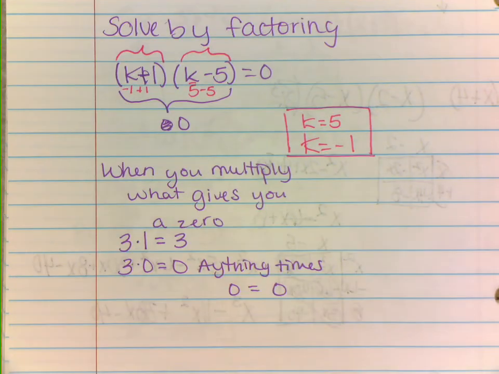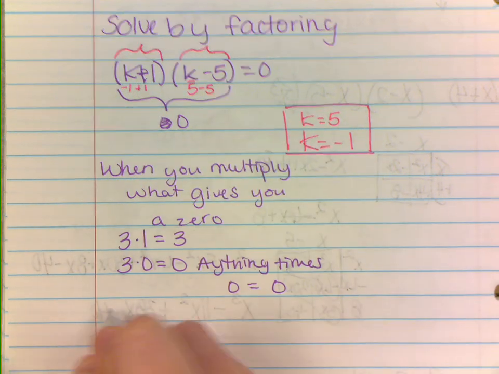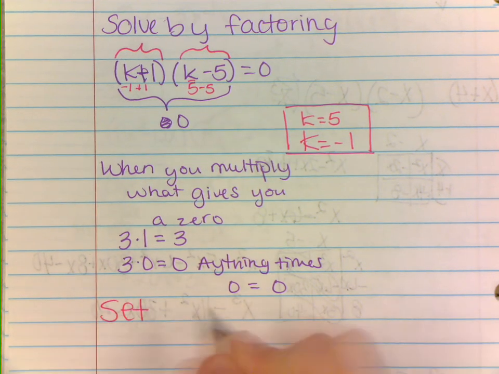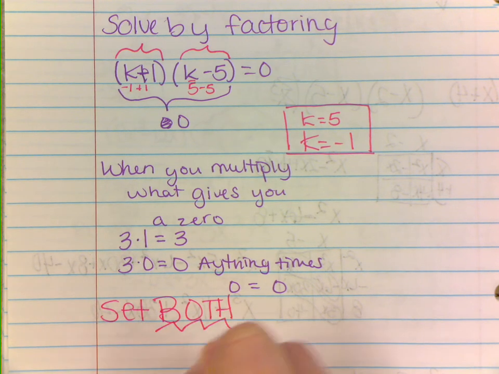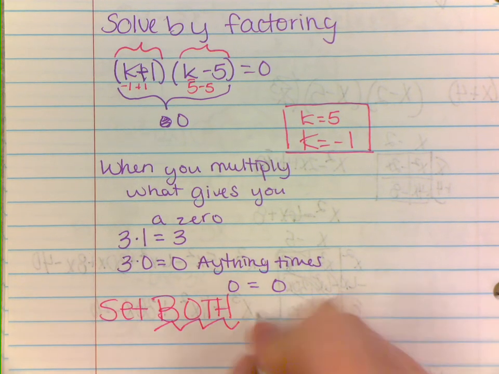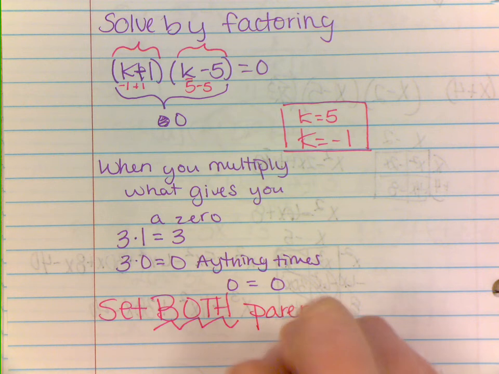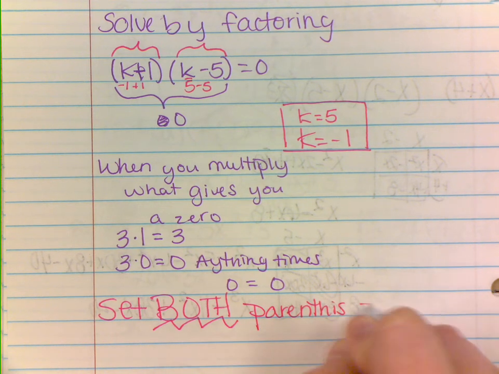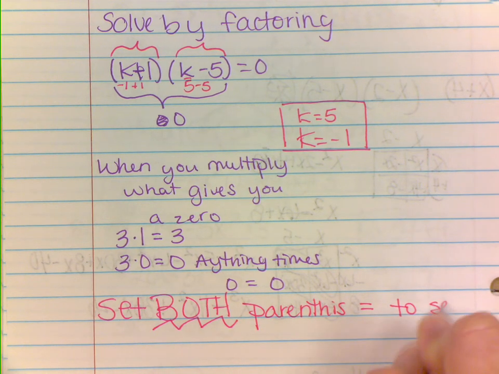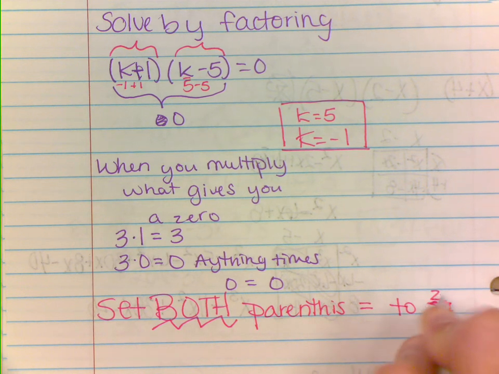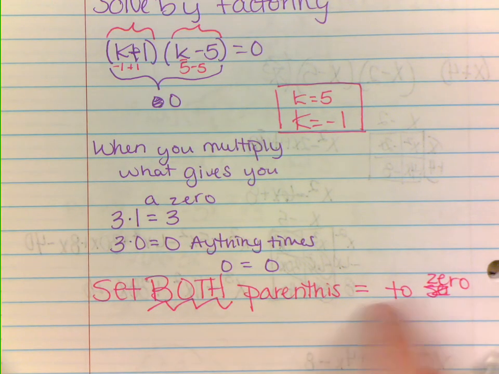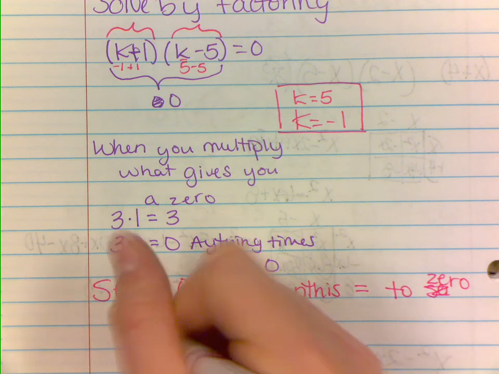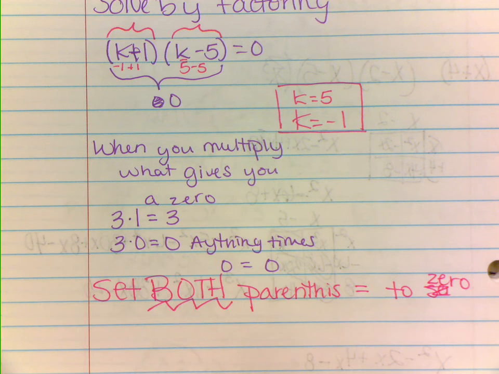Now, watch how easy this can be. I'm going to say set both, and both is important here. Set both parentheses equal to 0. So set both parentheses equal to 0.